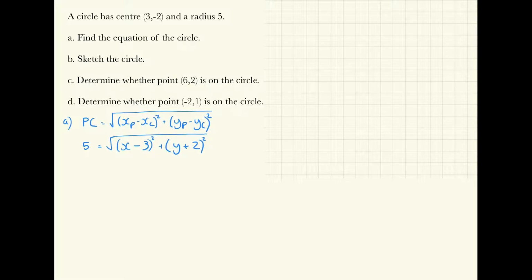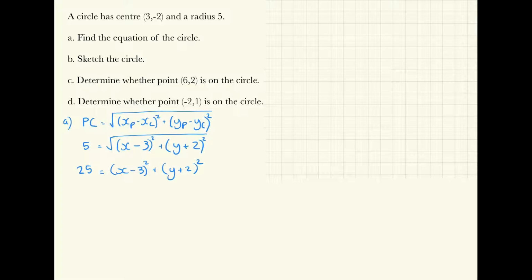Now our last step is just to simplify, and we can simplify by removing this square root sign. The way we would do that is by taking it to the other side of our equal sign, and instead of becoming square root, it will become squared. So it will be 5 squared, which is just 25. So 25 equals (x minus 3) squared plus (y plus 2) squared. So that's the equation of this particular circle.